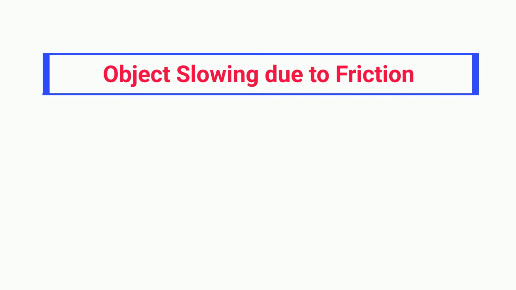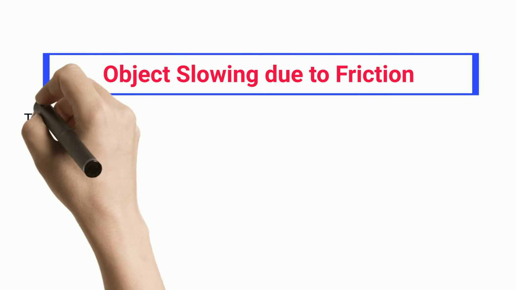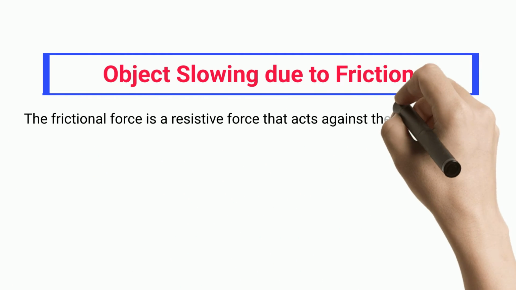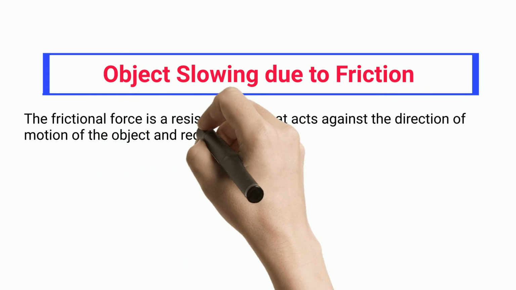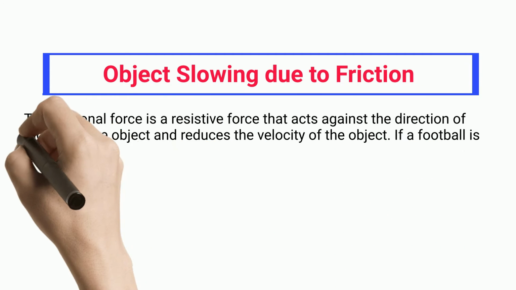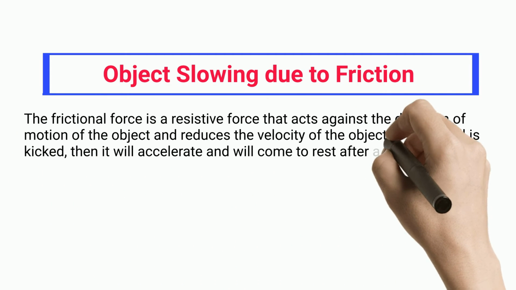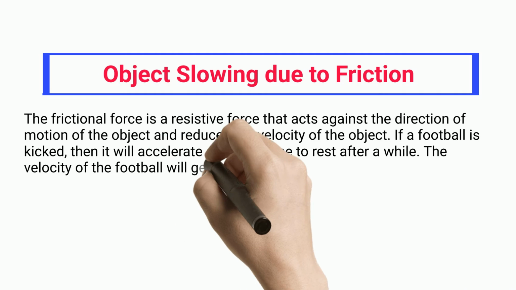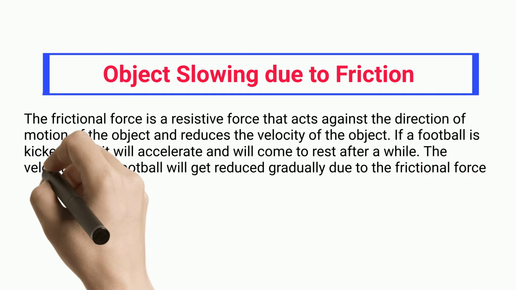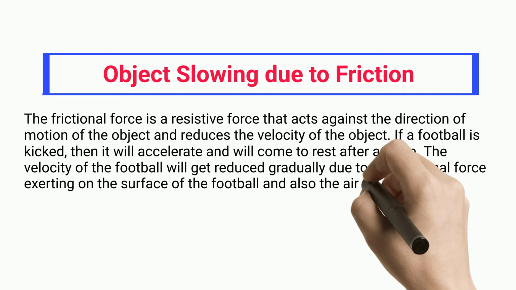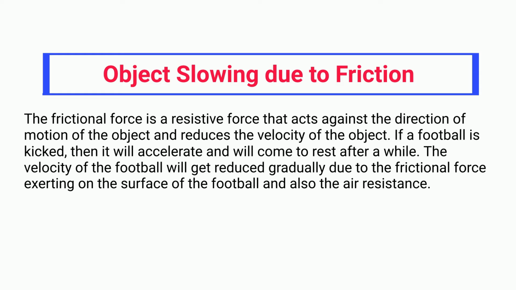Object slowing due to friction. The frictional force is a resistive force that acts against the direction of motion of the object and reduces the velocity of the object. If a football is kicked, then it will accelerate and will come to rest after a while. The velocity of the football will get reduced gradually due to the frictional force exerting on the surface of the football and also the air resistance.